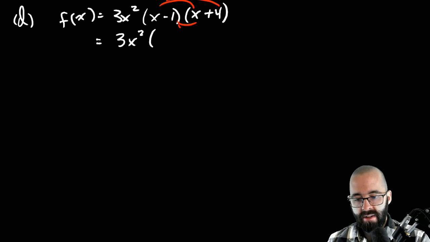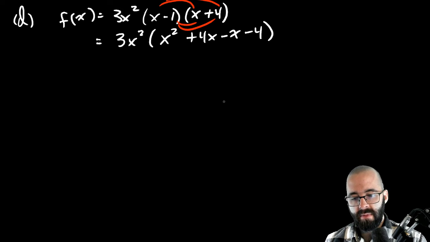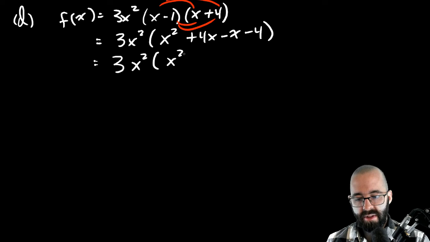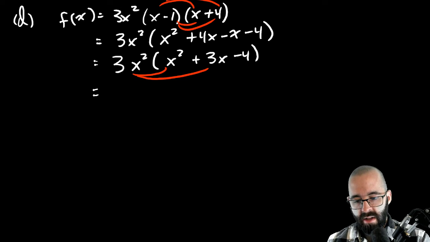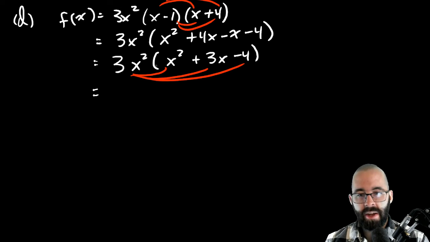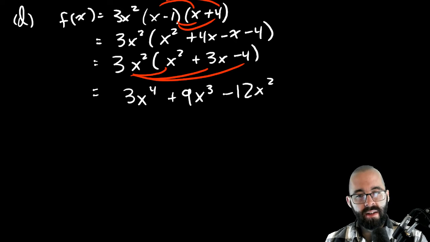First, outer, inner, last. We have to do all these pairs here, FOIL it out. And it's going to look like so. And then collect like terms and then distribute once more. So this is the most straightforward way of approaching this sort of problem. But there are some tricks that we'll talk about in the next section as well. You should get 3x to the fourth plus 9x cubed minus 12x squared.